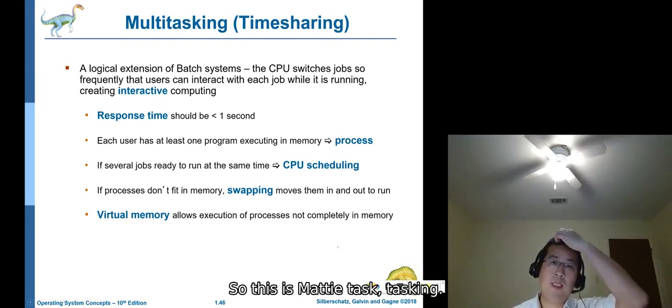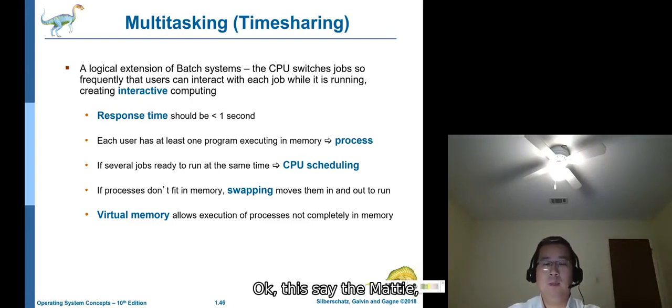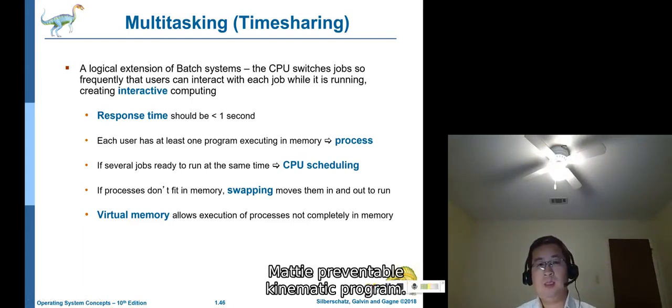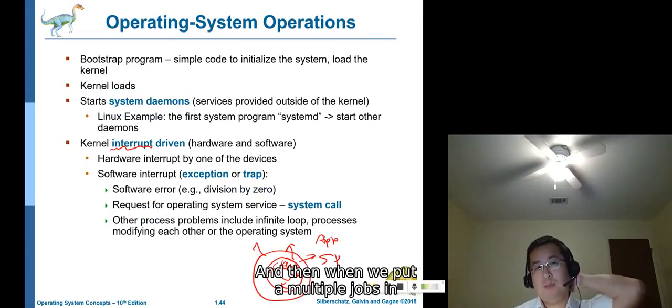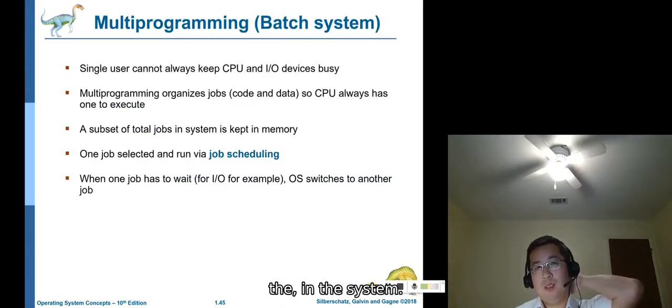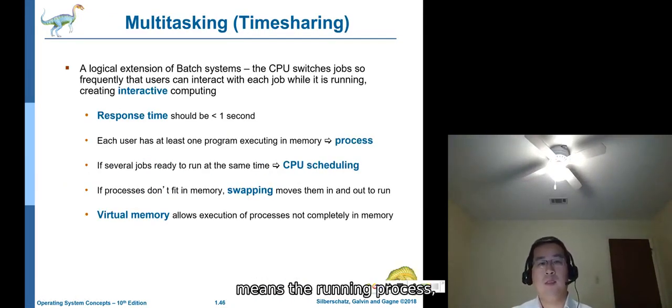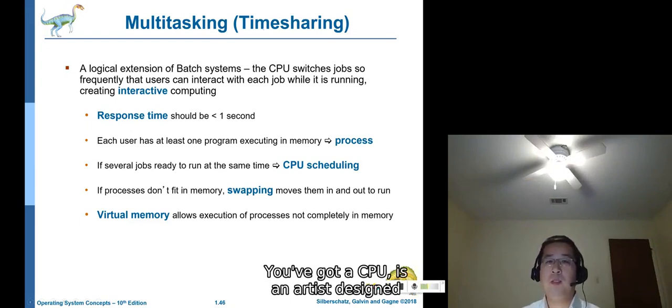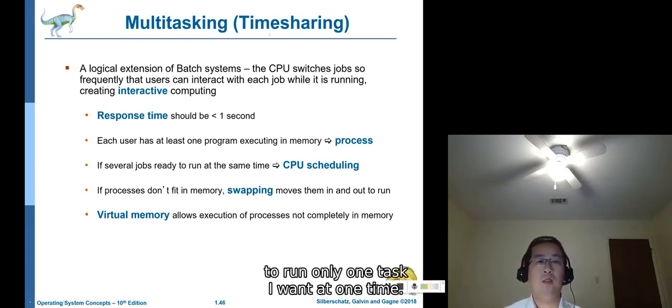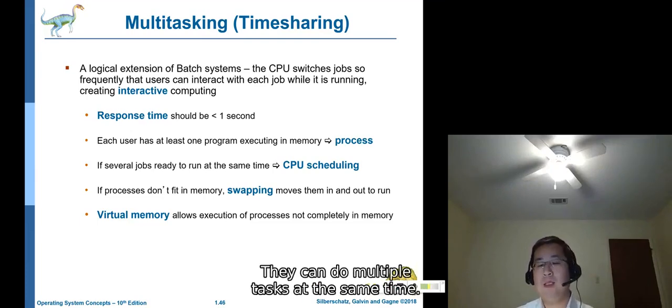So this is multitasking. Previously we called it multi-programming. That means we put multiple jobs in the system. And here we say multitasking. That means the running period for the tasks on the CPU. We call it multitasking because the CPU is not designed to run only one task at one time. It can do multiple tasks at the same time.